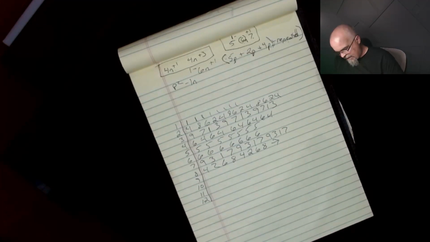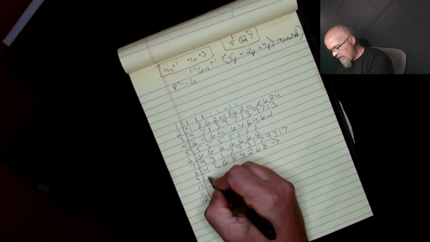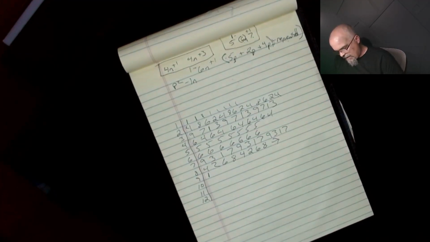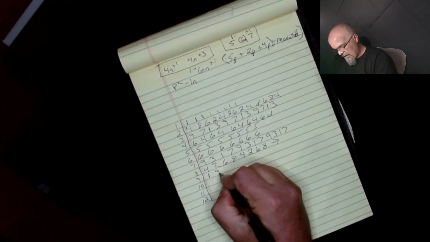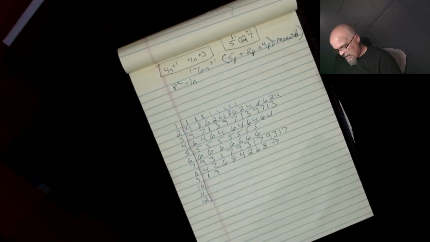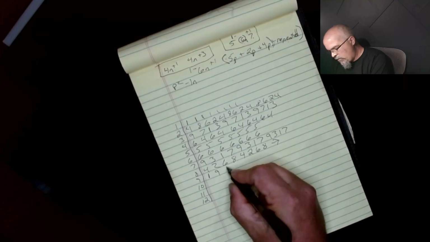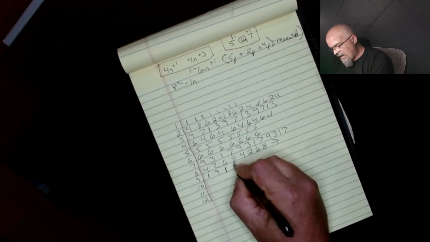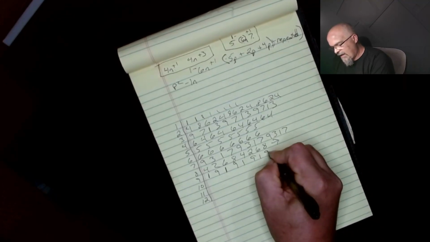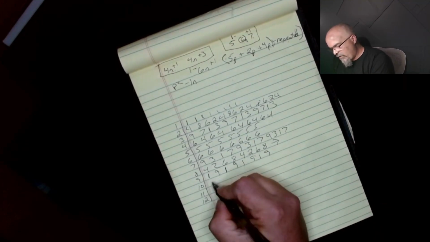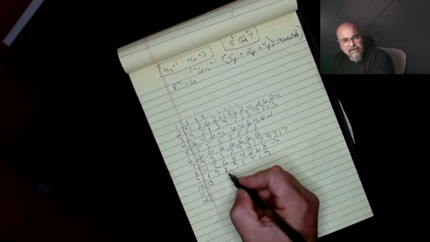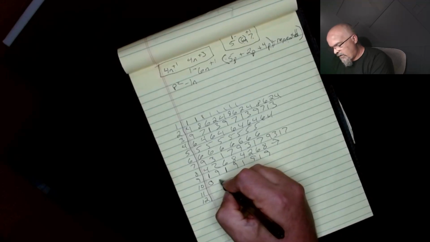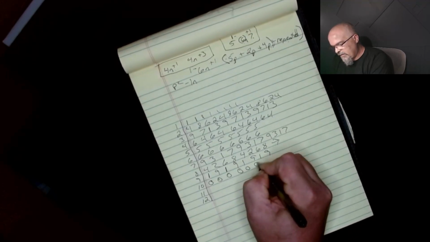9 times 9 equals 81. 81 times 9 equals 729. 729 times 9 equals 6561. So this will go 1, 9, 1, 9 forever. 10 will always end in 0. 10 times 10 is 100, times 10 is 1,000. So these will always be 0, 0, 0, 0, 0, 0.